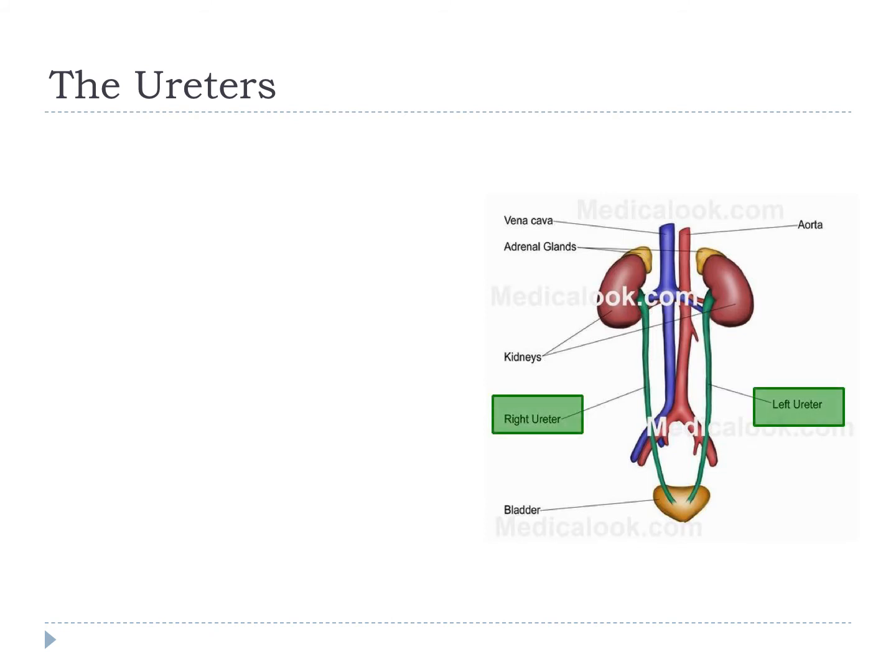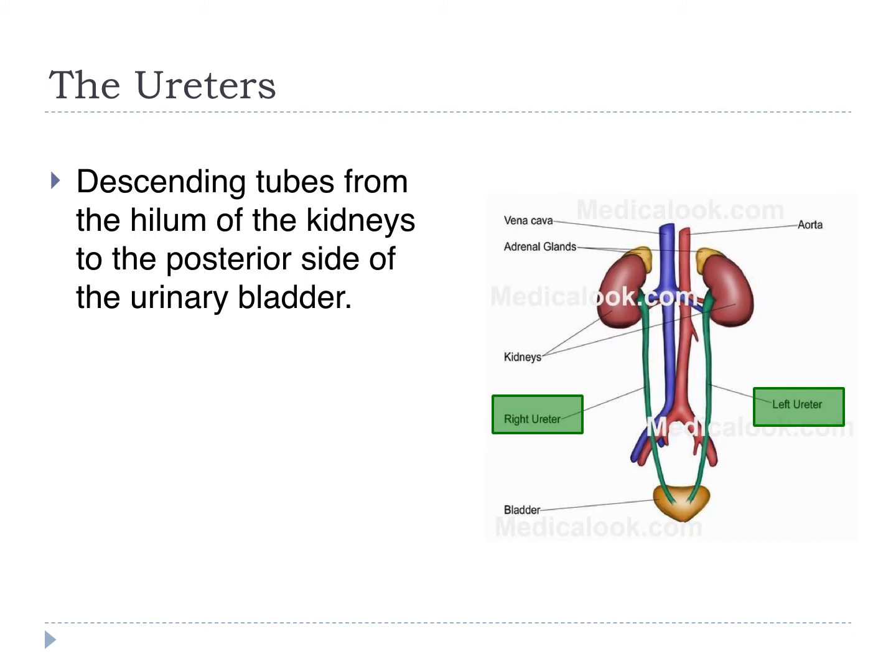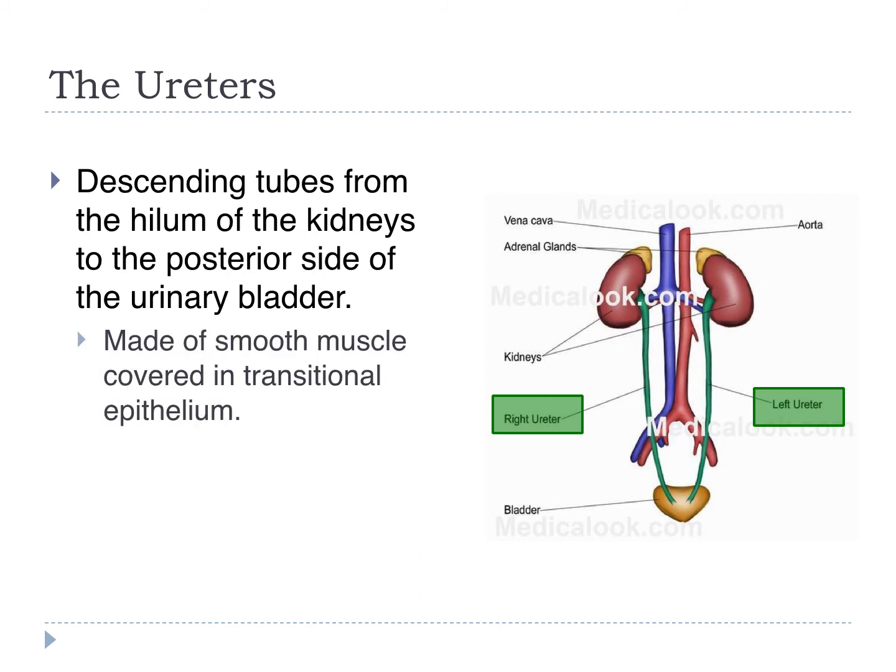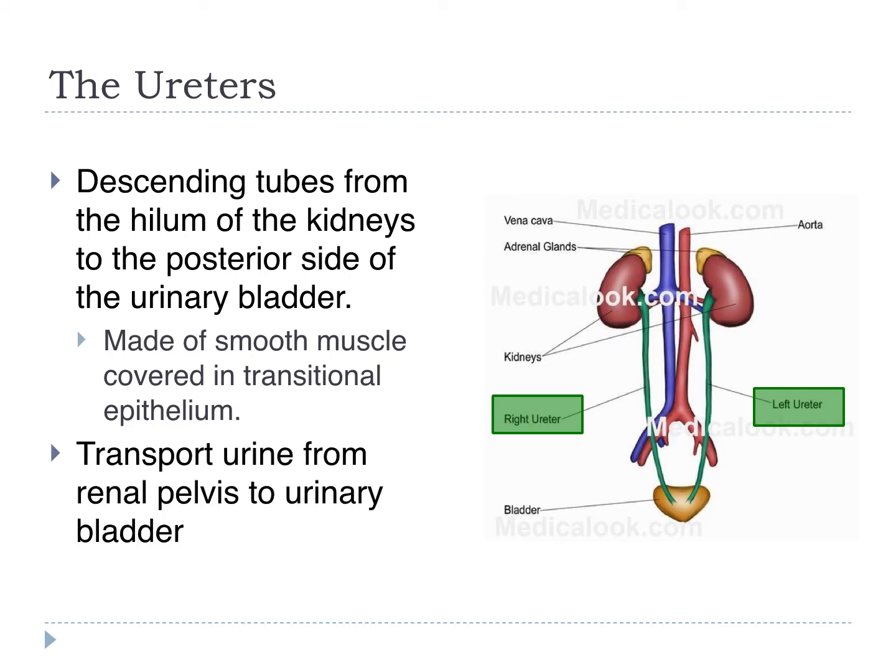The ureters, again, we are programmed for two, a left and a right, are descending tubes from the hilum, so that indent of the kidneys, to the posterior or backside of the urinary bladder. They're both made of smooth muscle, meaning we cannot control them, and they're covered in transitional epithelium. Transitional meaning many different shapes of cells. Their job as ureters is to transport urine from the renal pelvis inside the kidney to the urinary bladder for storage through peristaltic waves, so those nice wave-like motions.